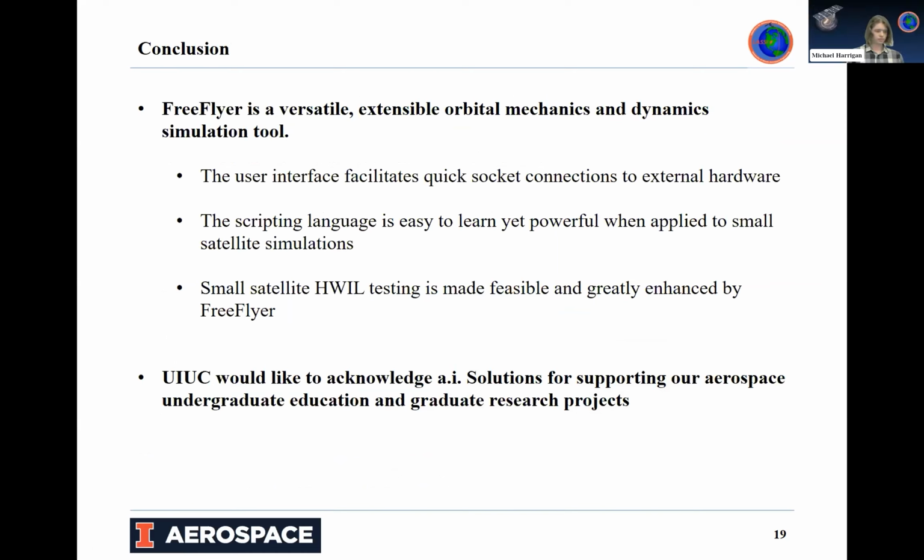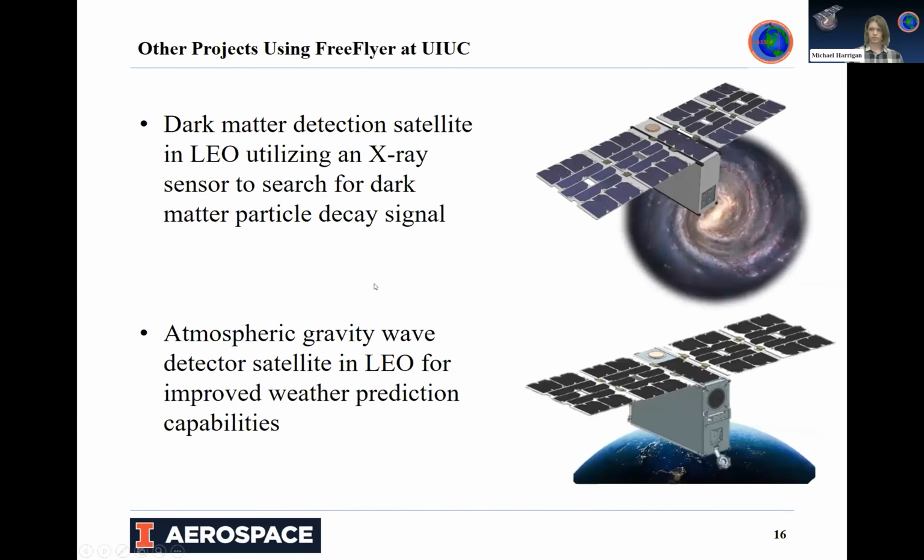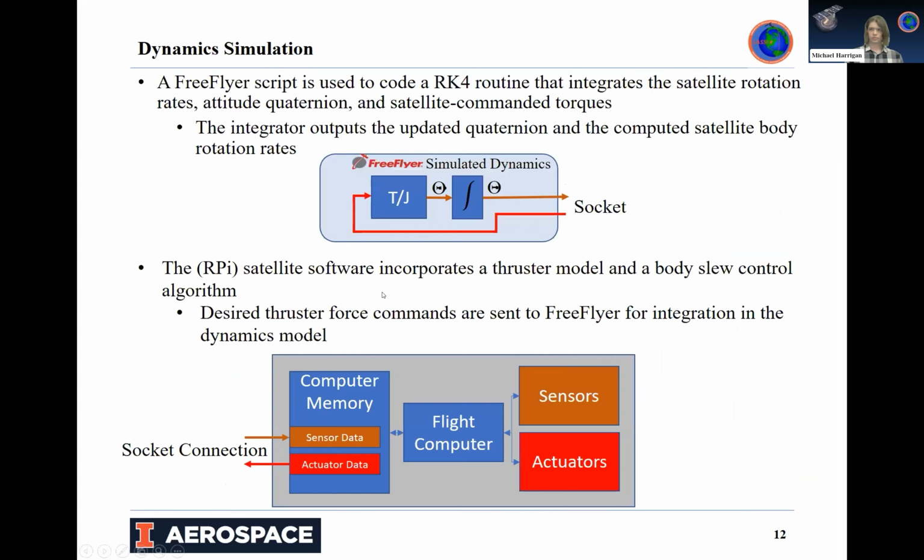This is Michelle. The torque integration is done inside of FreeFlyer in a script. So it's in the RK4 integrator that takes in that torque from the Raspberry Pi and does that integration there and applies it to the simulated satellite. Gotcha. So the RK4 is on the script level.